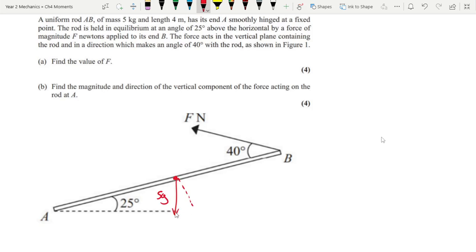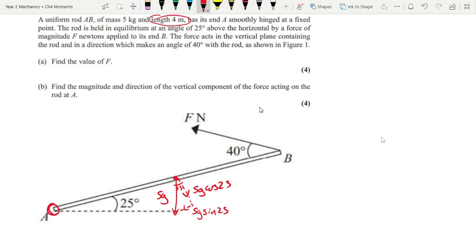We might as well resolve it whilst we're here. So it's going to be 5G cos 25, because this is 25 up here. And this would be 5G sine 25. Okay. And length 4, so obviously this is halfway, so this is going to be 2 meters away. Has its end A smoothly hinged, so what that means is it's just allowed to rotate around that point there. The rod is held in equilibrium at an angle of 25 by force F.